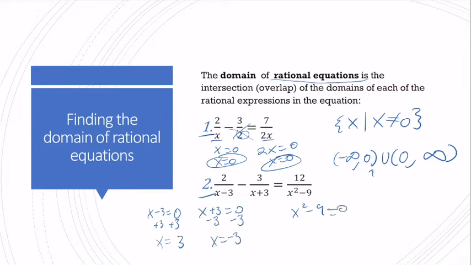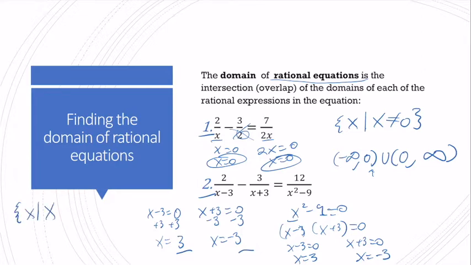I have to factor x squared minus 9. Luckily, I know from everything we learned in chapters 5 and some of 8 that this is a difference of squares. So this becomes x minus 3 times x plus 3. So I would set each of those factors separately equal to 0. And I see that x equals 3 and x equals negative 3. So I have x values of 3 and negative 3 excluded from my domain. So in set notation, we'll do that over here. That would be x such that x doesn't equal 3 or negative 3.